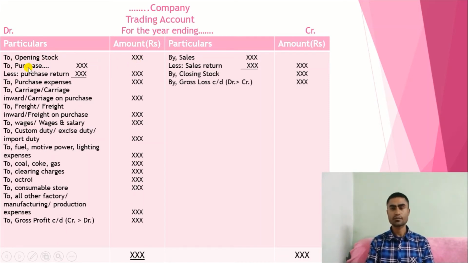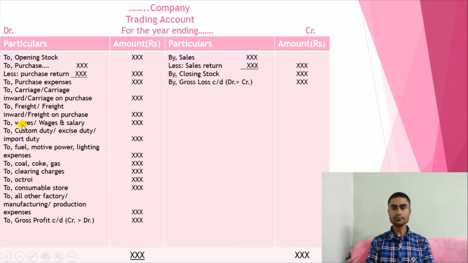After that, purchase. If there is a purchase return, then it should be deducted, and then finally it can be written in amount column. Then purchase expenses, that means expenses relating to purchase are also recorded in debit side. And the different expenses like carriage expenses, which is also called carriage inward or carriage on purchase, is also recorded here. Freight inward or freight on purchase, पनि भाडै हो, शिपको भाडाहरू पर्छ यसमा, while importing the goods अथवा while purchasing the goods.